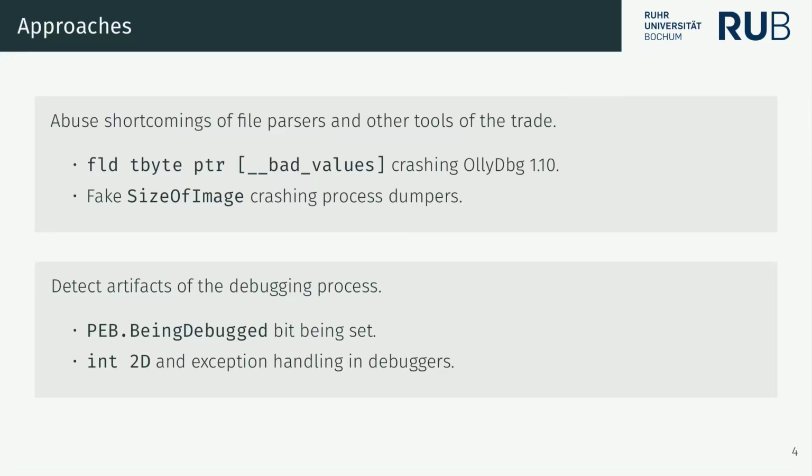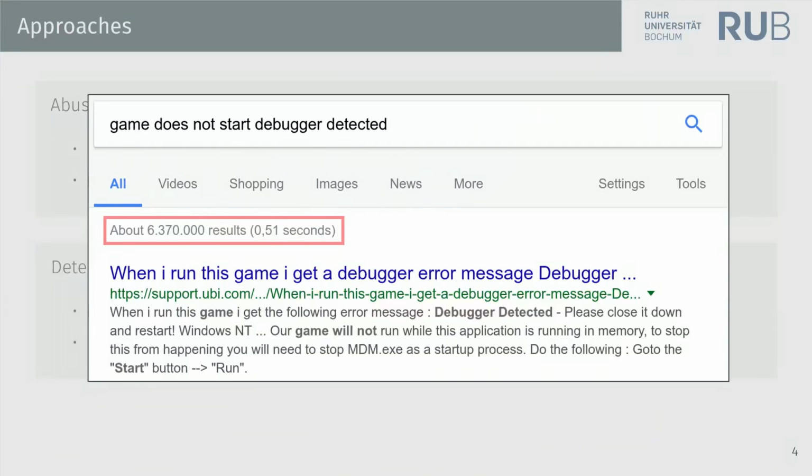However, both techniques have the drawback that, once you know how they work, they are easily fixed. You can just patch your tool, or circumvent the anti-debugging tricks by supplying the correct values. Also, if you go to Google and search for game doesn't start debugger detected, you get over 6 million people complaining that they cannot run their latest AAA game, because the anti-debugging technique, which might have worked reliably on Windows XP, doesn't really hold up on Windows 7 and issues a false positive.